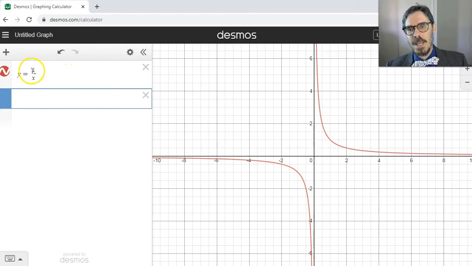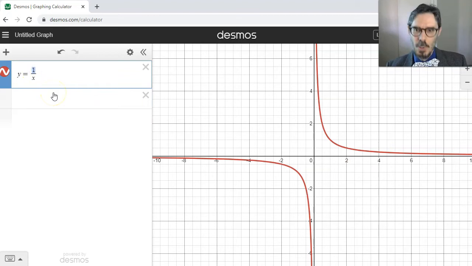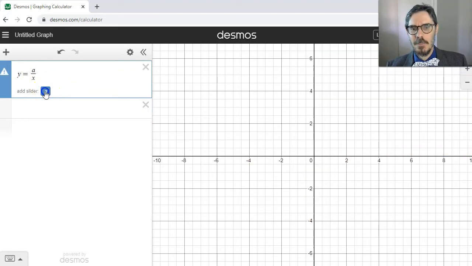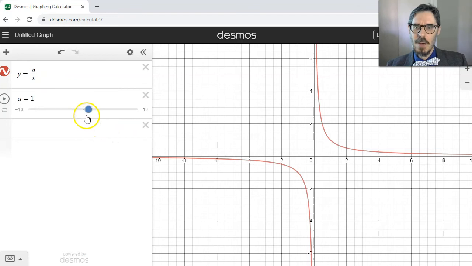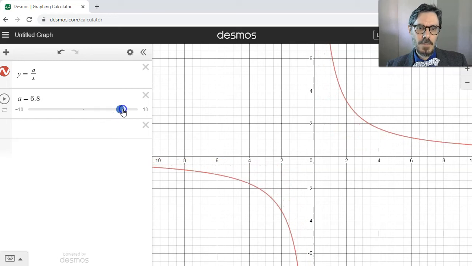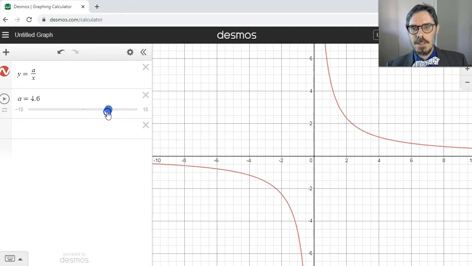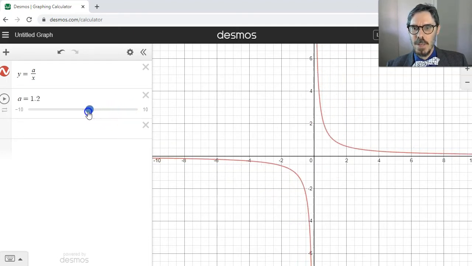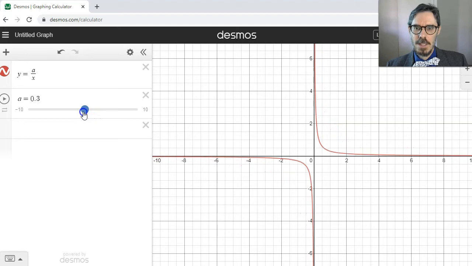What happens if I scale it? Instead of 1 on top, I put a letter A. So there's the graph I just had. If I increase that number, look what happens to the hyperbola. It remains symmetric, but it moves further away from the origin, further away from the asymptotes. If A is still positive, but less than 1, it just gets closer and closer and closer to there.